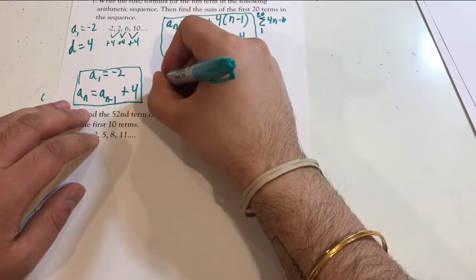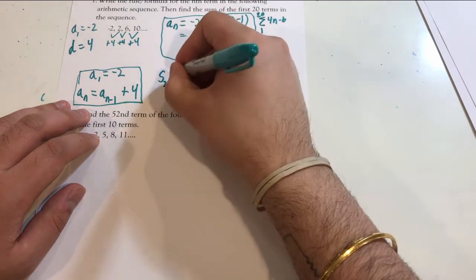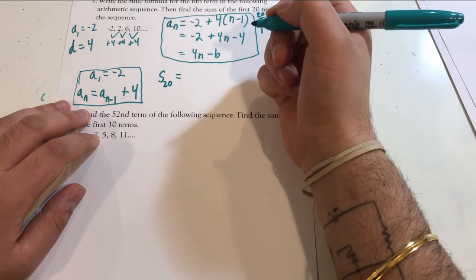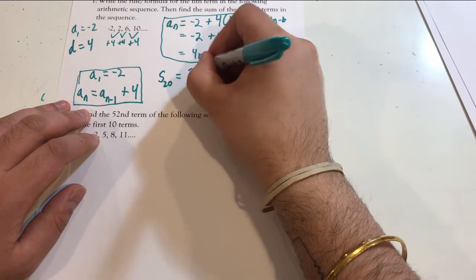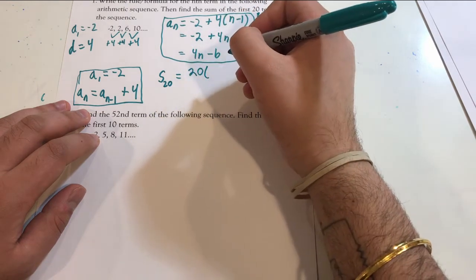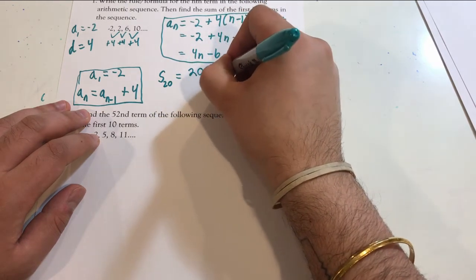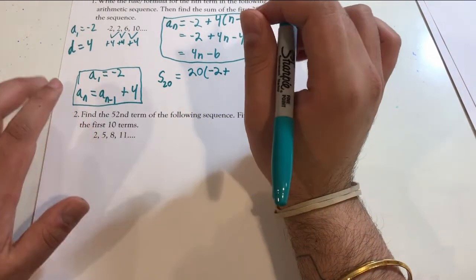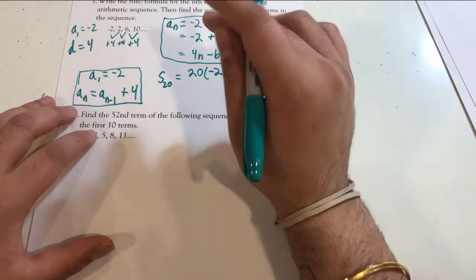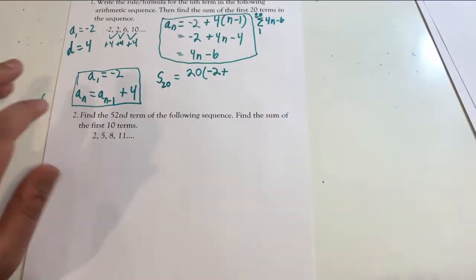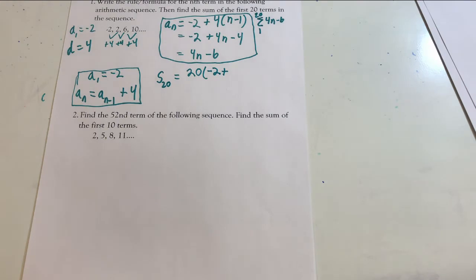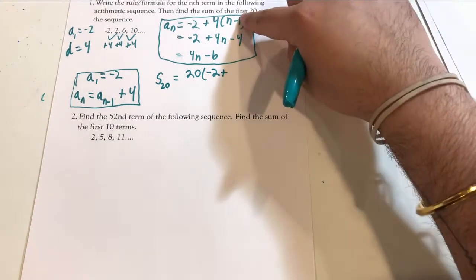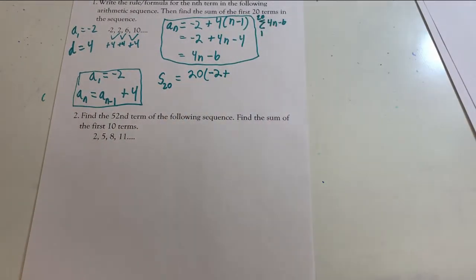So S of 20 is equal to, what is n? Well, n is going to be 20 times a sub 1, which is -2, plus a sub n, the 20th term. So what we need to do is find that out. Easy way to do that is to put in 20 for n in either one of our equations, either this one up here or this one down here. Okay, I think the second one will be easier for some of you guys.